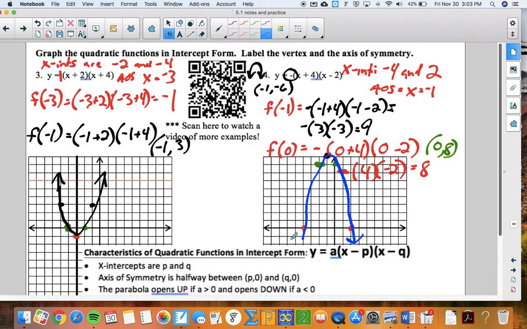Woo. Also notice our a value is -1, so we dropped 1 from the vertex. Over here our a value is +1, we rose 1 from the vertex. Pretty exciting stuff, huh? Yeah.